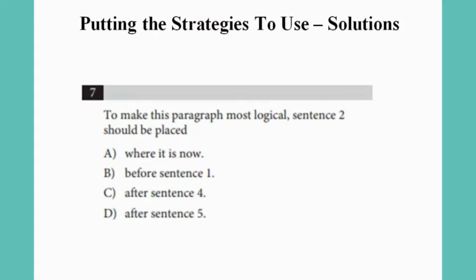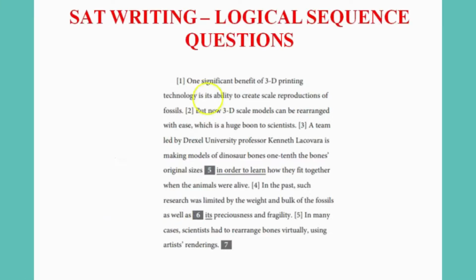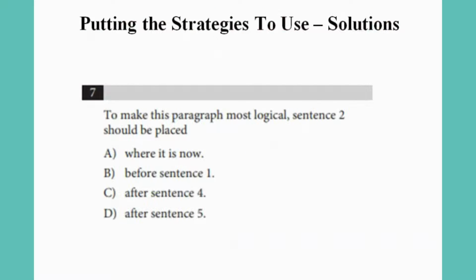Let's look at option B, before sentence 1. Again, it won't make sense because we have to have the context of rearrangement being difficult, then we can place this particular sentence too. So option B would also be eliminated.